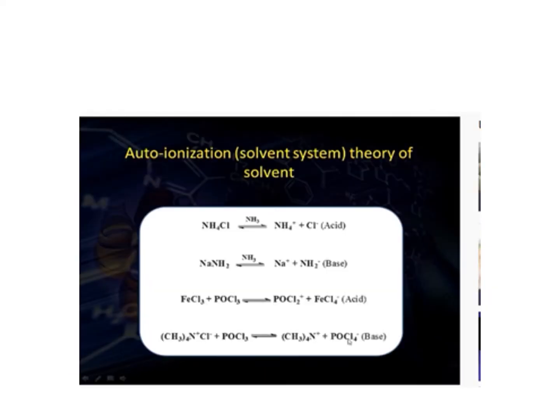Ammonium chloride undergoes autoionization in the presence of solvent ammonia, that is NH4+ and Cl-. Cl- acts as an acid. Sodamide undergoes autoionization in presence of solvent ammonia to form Na+ and NH2-. In this case, NH2- acts as a base. FeCl3 undergoes autoionization in presence of solvent POCl3 to form POCl2+ and FeCl4-. In this case, FeCl4- acts as an acid.